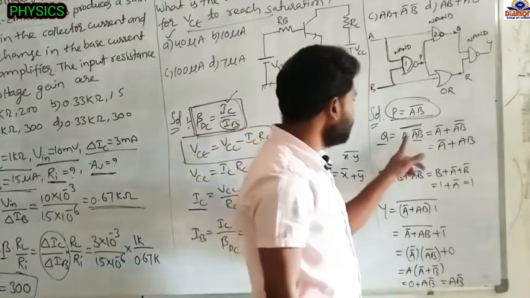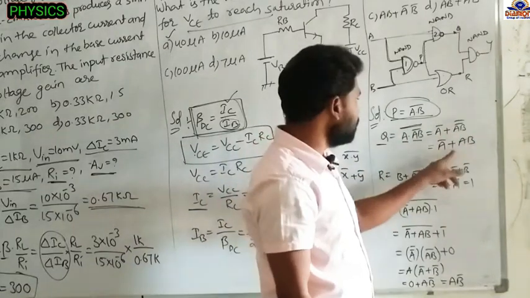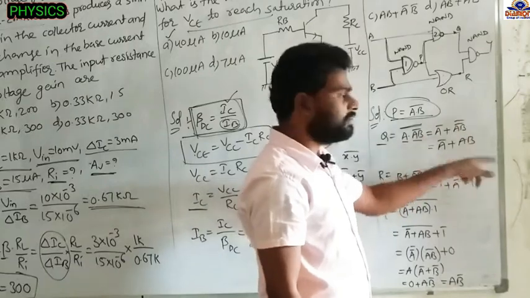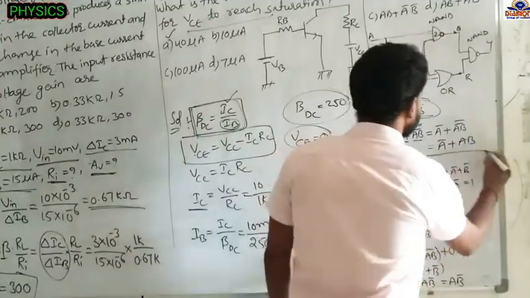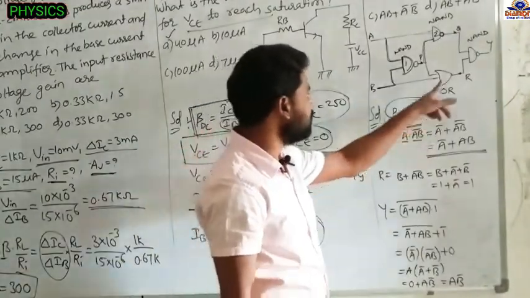So A complement plus (AB complement) whole complement. So A complement plus AB double complement, we will get AB only. So A complement plus AB is the output of the second NAND gate. Okay, next come to see the OR gate.